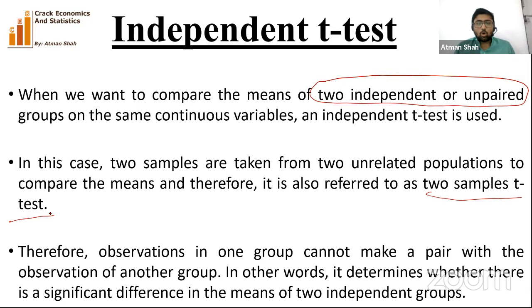Here the observations in one group cannot make a pair with the observation of another group. In the paired t-test, the observation of the first sample can uniquely make a pair with the observation of the second sample. But here the observation in one group cannot make a pair with the observation of the second group. And that is why the two samples are independent of each other. They are unrelated. They are unpaired.